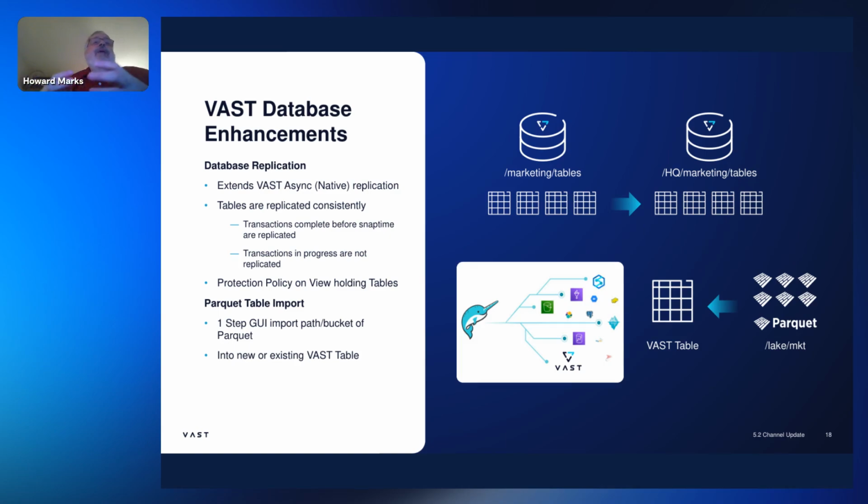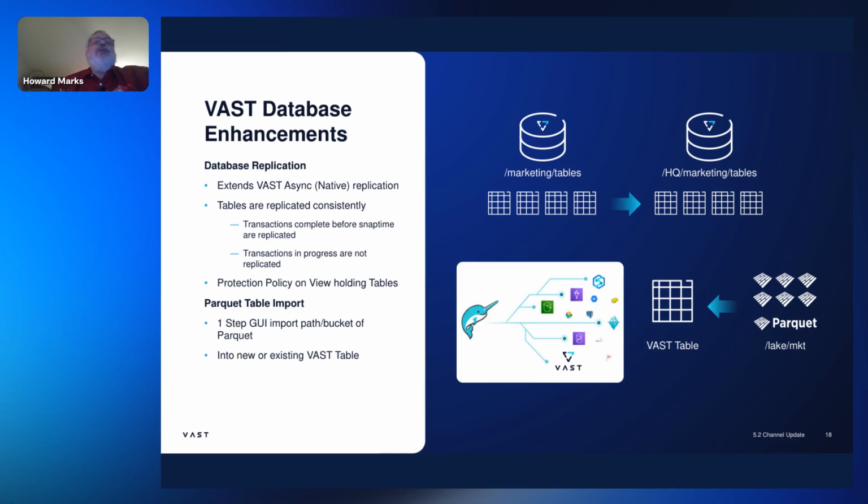In the VAST database, we have two significant updates. The first is database replication. This extends VAST's asynchronous point-in-time, sometimes called native replication, to views that contain VAST tables. The big deal about database replication is that it preserves data consistency.